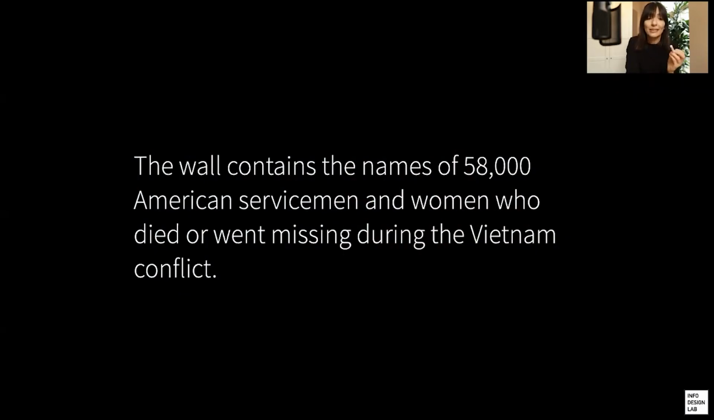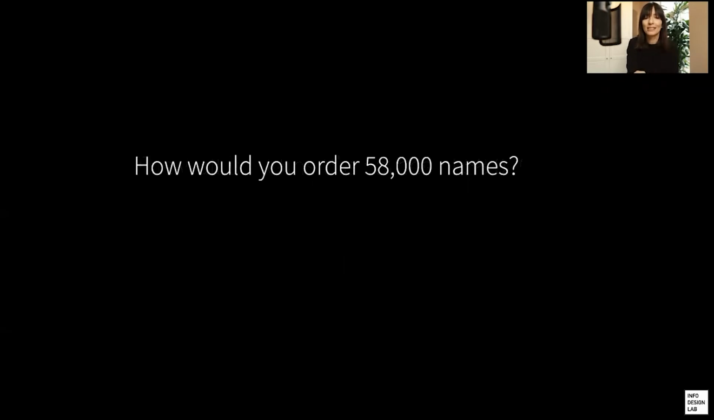Because the wall contains the names of 58,000 American servicemen and women who died or went missing during the Vietnam conflict. So how can you organize 58,000 names? If you think about it, maybe the first immediate answer could be alphabetical order. Suppose the names were organized by alphabet, which was actually proposed initially. But if you have 50 John Smiths and you organize the names in alphabetical order, you would probably end up with something that looked like a telephone book engraved in stone.